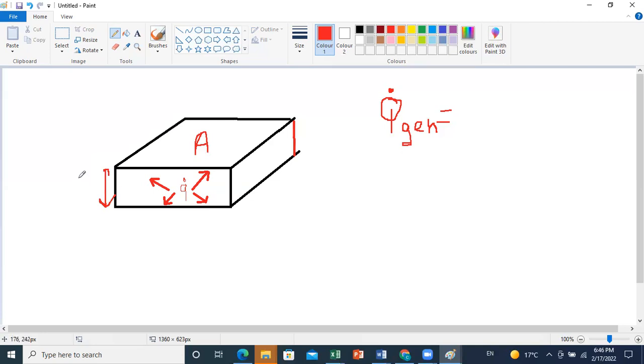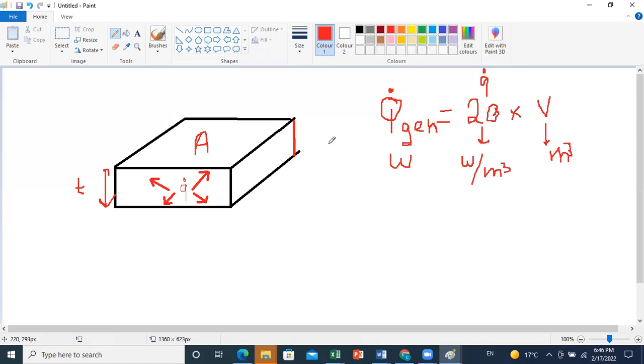So if we call this T, then we can say that the value of Q dot generation is equal to the value of Q dot, which is 20. So Q dot is given to us in watt per meter cube. To get Q dot generation in watt, we should multiply by a volume, and the volume is in meter cube. So we can replace V by the cross-sectional area times the thickness.